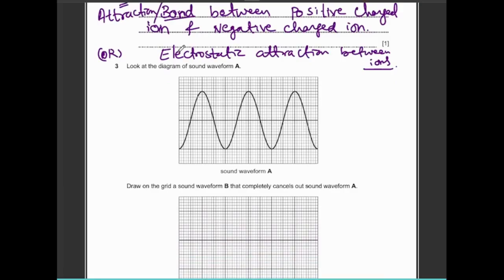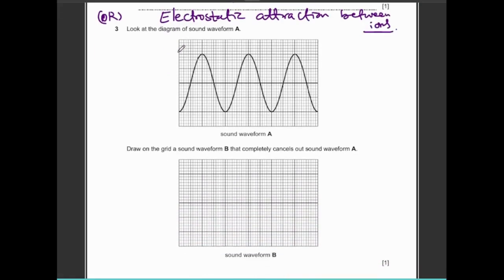The third question: look at the diagram of a sound wave. A. Draw on the grid a sound wave B that completely cancels out sound wave A. So when they mention that you need to draw a wave which can cancel the sound wave of A, please remember to use a pencil. Okay, before I do it, can you do it by yourself here? I'll give you 1 minute to do this.